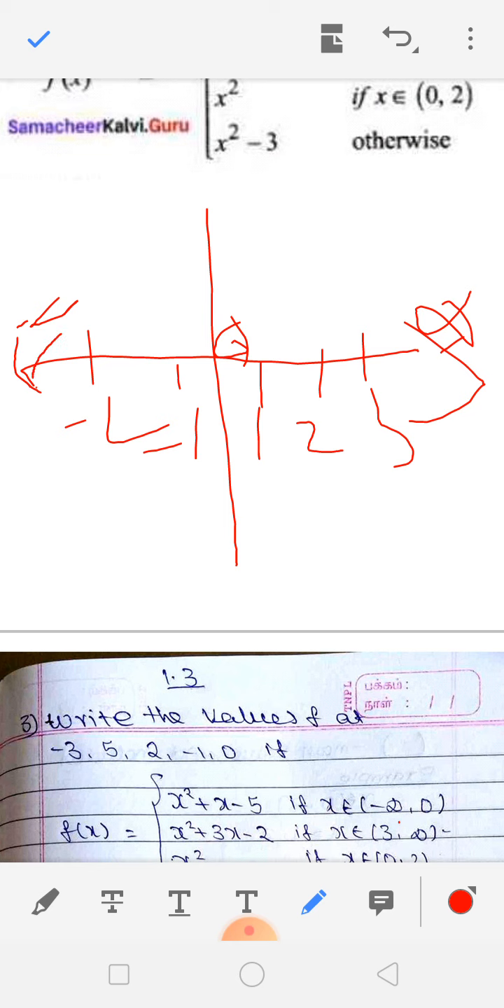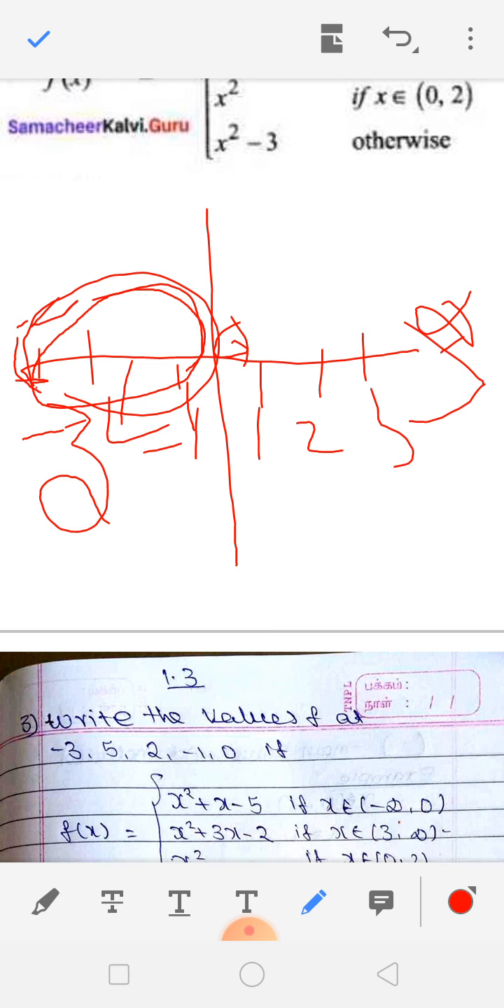From here to before 0, we are at -1. So from here to -1 is the first interval. So this is -1, this is -2, this is -3. So -3 is also between -infinity and 0 only.